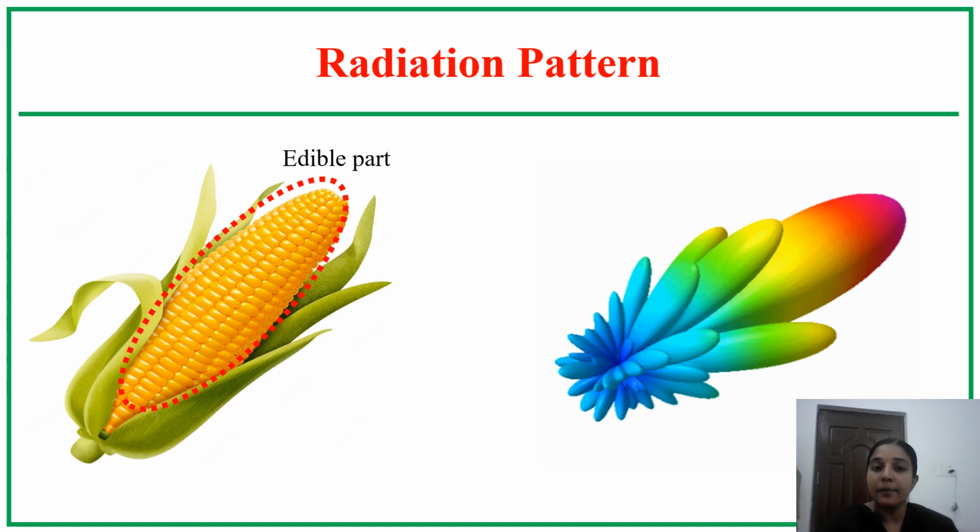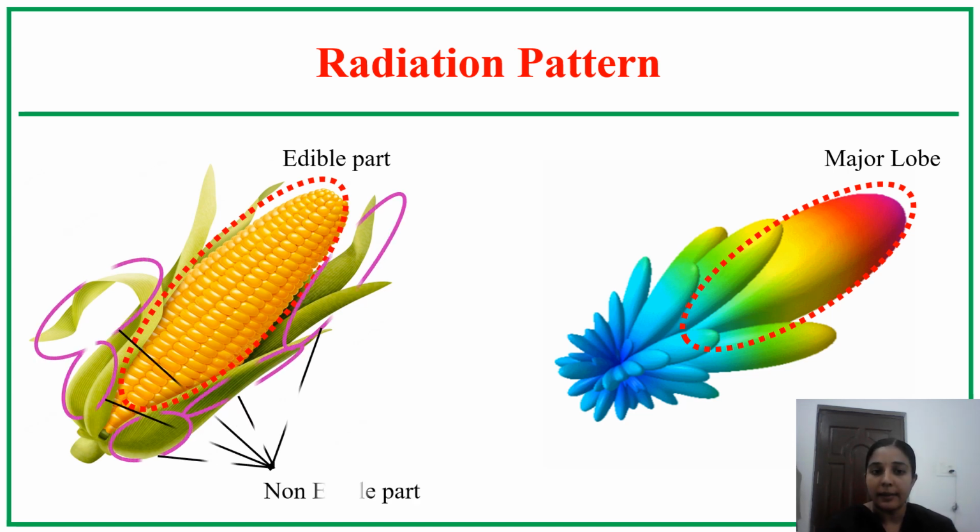So this is the edible part in our cone. In a similar way, we have our major lobe also. This edible part in the cone is the part which we are going to consume. In a similar way, this major lobe will contain all the information that is being transmitted, or most of the information that is being transmitted will be there in the major lobe only. The next comes the non-edible part, which is the skin of our cone, which is not at all needed.